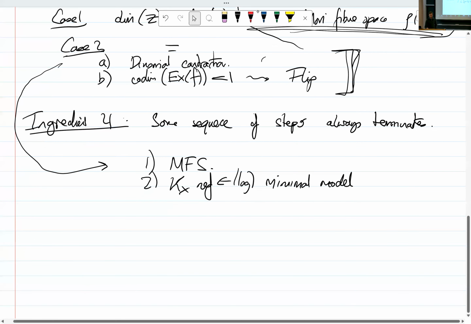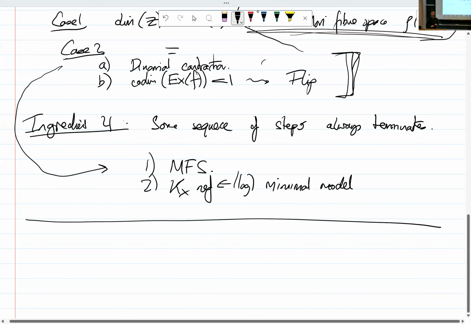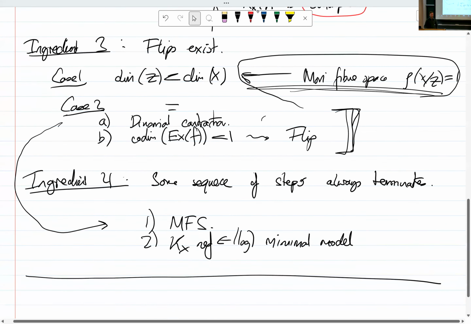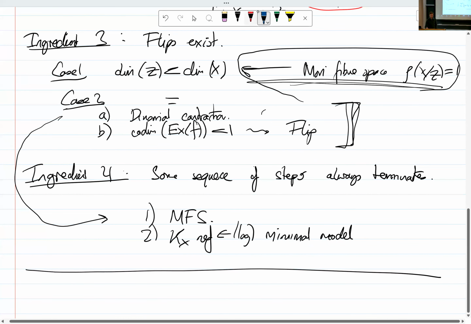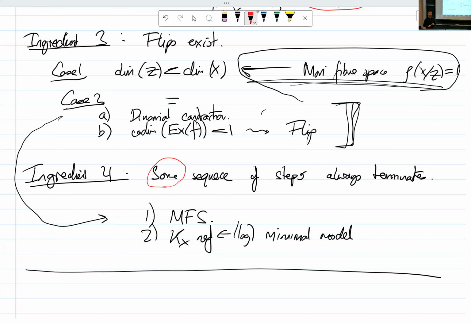So there are the four ingredients you need to say that MMP works. If I say MMP works, I must mean all of these four things happen. And I should say, I don't say everything terminates here, but in order to get to one of the outcomes for a particular variety, you just need to know some, not necessarily all.